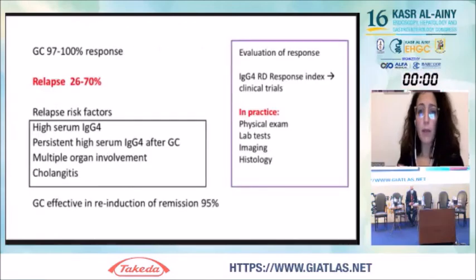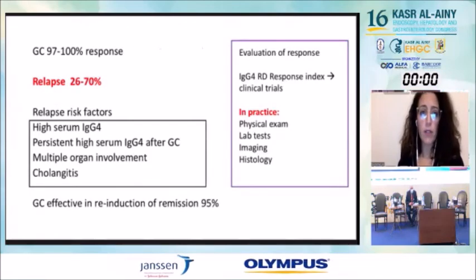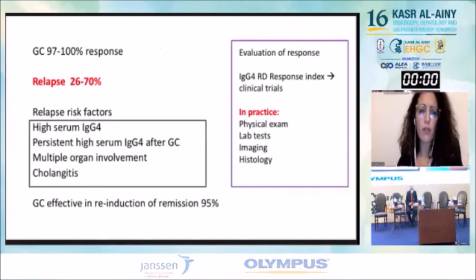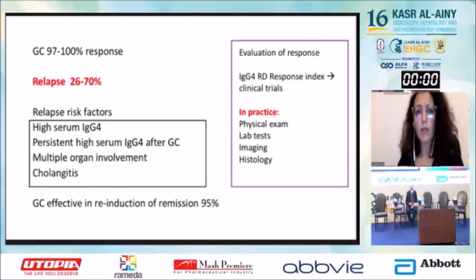But relapse is a very major issue in this disease. As I said, the glucocorticoids are really effective, but the relapse is up to 26 to 70%. It's a very big gap in the numbers from Asian series. It's a very high relapse rate. In European series, it's a little lower.